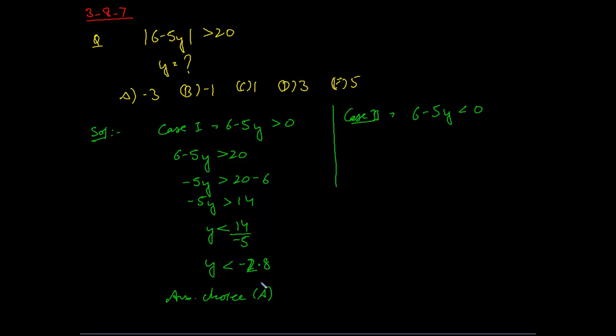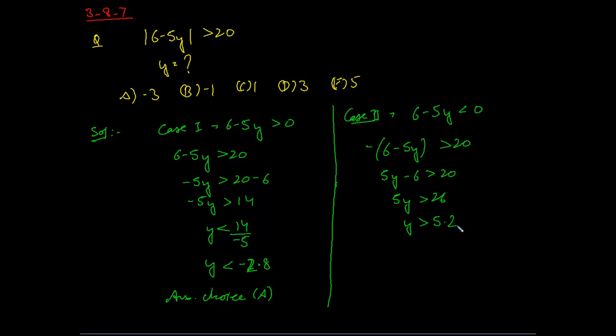So we can simply mark our answer as A, but still let's check if we can get some other answer from here. When 6 minus 5y is less than 0, we get minus times 6 minus 5y is more than 20, or we can write this as 5y minus 6 is more than 20, or 5y is more than 26, or y is more than 5.2. As we can see, no answer choice works for this, so the correct answer still remains A. A bit time consuming question, but if we just have to work for this and there's only one answer choice matching, we can simply say that's the answer.